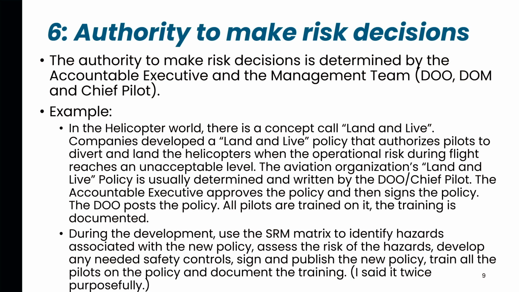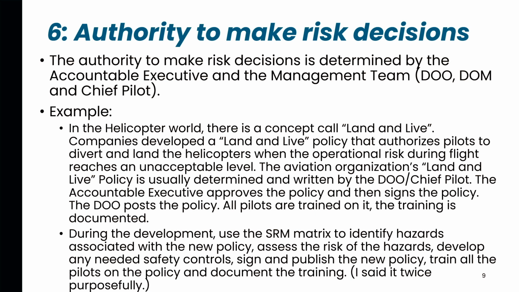So here's the example I'll give. In the helicopter world, there's a concept called land and live. And that, in my view, for the helicopters was a big concept that is reducing the number of accidents. Because now you give the frontline pilot an out when the operational risk during flight reaches an unacceptable level. And I'll use the fire traffic area. That place can get hairy during a fire. And sometimes you just got to say, I got to bail out because it's just getting too hairy. And what that does is that breaks the accident chain and ensures that you can fly another day.